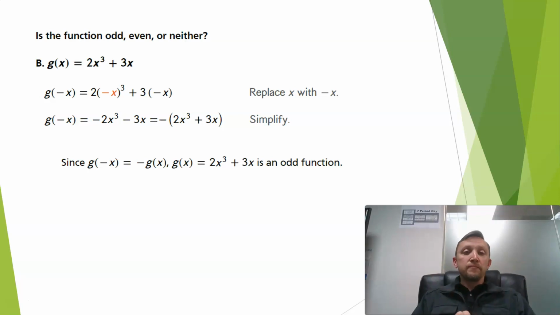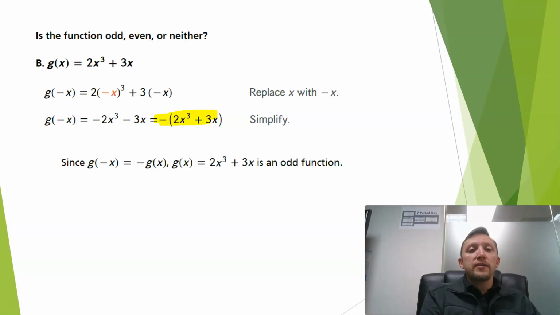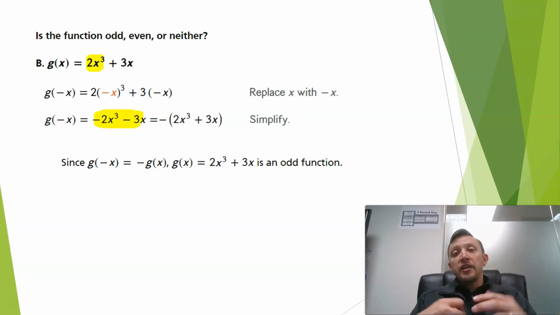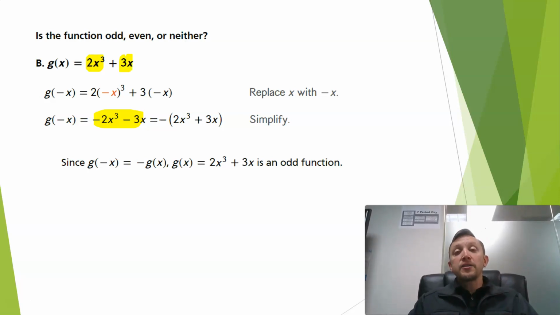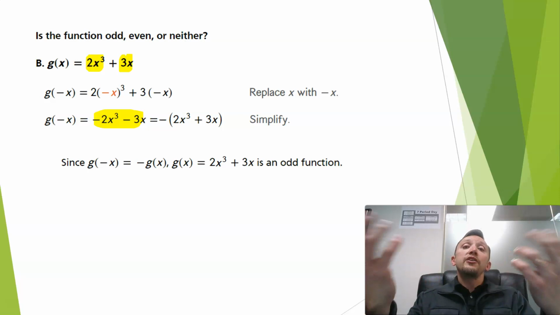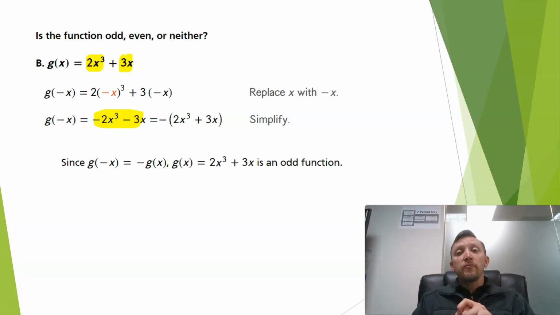By the way, this step here is not necessary. If you wanted to, you could just stop here and recognize that the 2x cubed changed to be negative 2x cubed, the 3x changed to be a negative 3x. So both of the original terms changed to be the opposite of what they were. So if they change to be the opposite of what they were, it is an odd function.